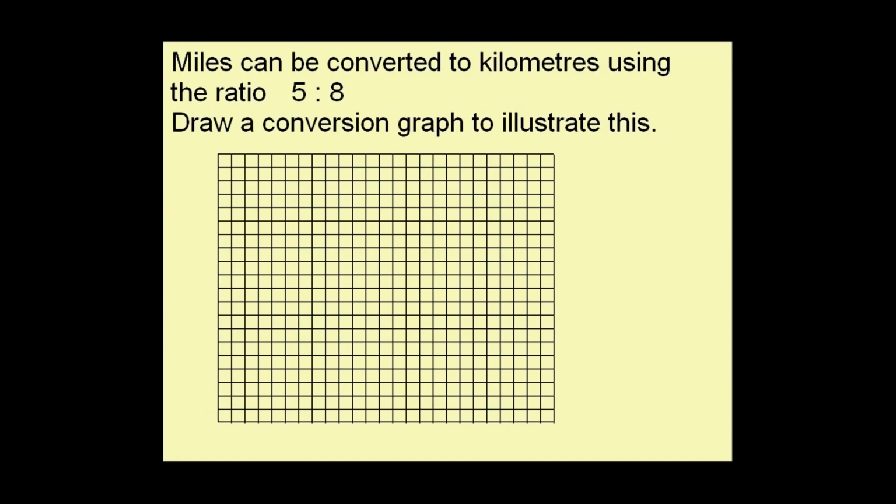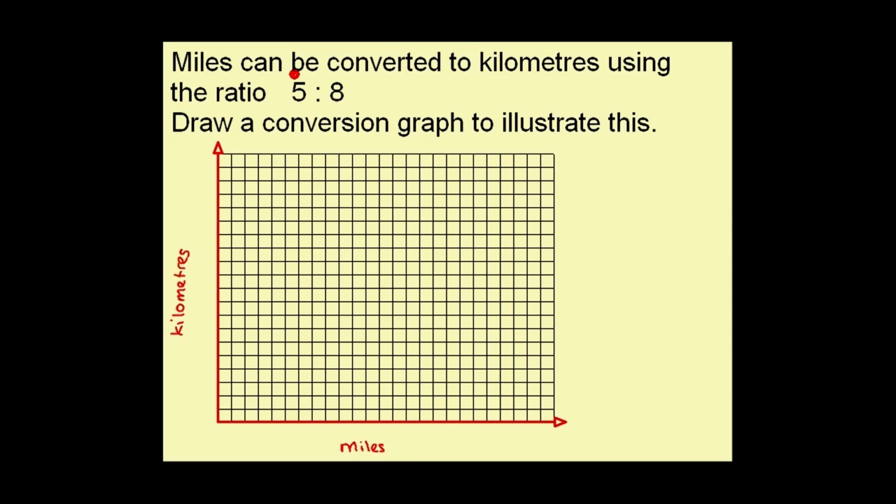This is a different type of question. I'm told that miles can be converted to kilometres using the ratio 5 to 8, and I'm being asked to draw a conversion graph to illustrate this. The first thing I'm going to need is a set of axes. Now I'm converting miles to kilometres, so I'm going to label this axis miles and this one kilometres.